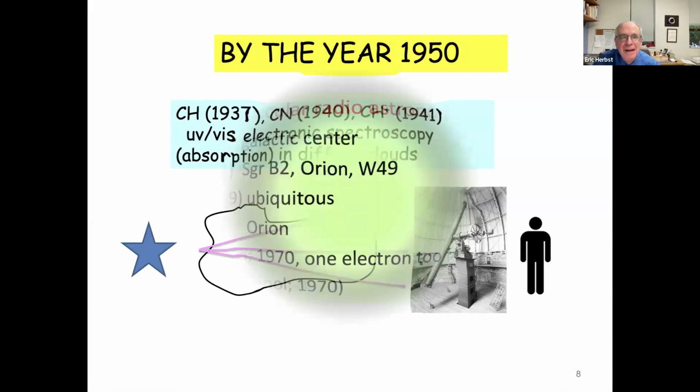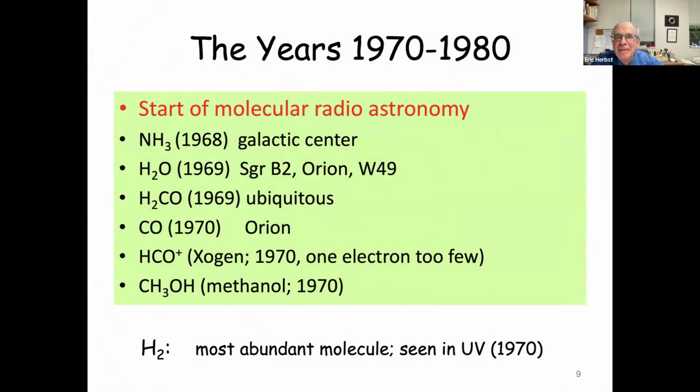All right. But moving on, we get more and more molecules by the years 1970 and 1980. And so as the slide says, it's the start of molecular radio astronomy. So most molecules have been seen in space using what astronomers call radio. It's not really, the wavelengths are more like millimeter waves or even submillimeter waves. So they're a little smaller in wavelength than radio, but that's what they're called. And the telescopes that see them are called radio telescopes. So starting in 1968, by Charles Townes, ammonia was seen towards the center of the galaxy.